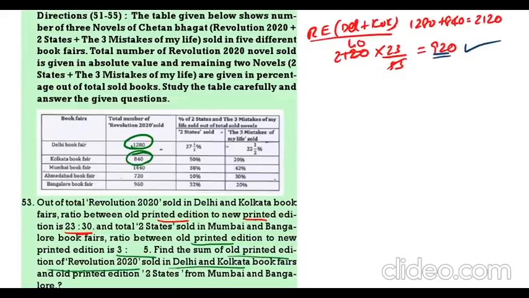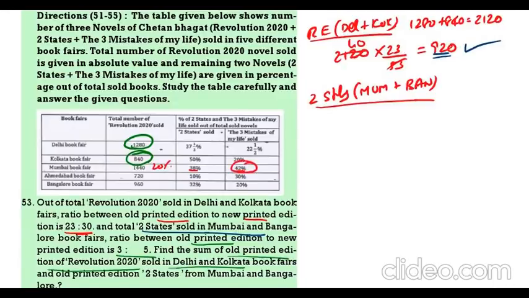Okay. Now two states sold in Mumbai and Bangalore. Two states of Mumbai: 38 plus, see, this is 80. 20% is 1440. That means 1% is 72. Two states is 38 only. Sorry. 72 into 38. 72 into 38. This is 2736.